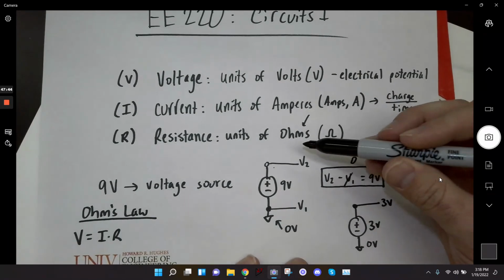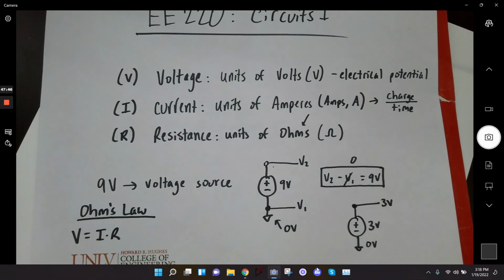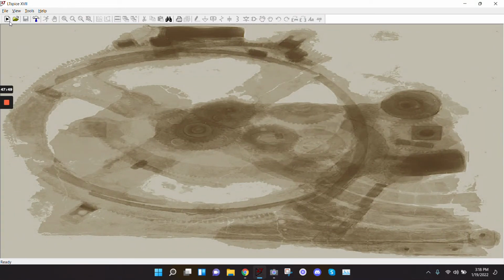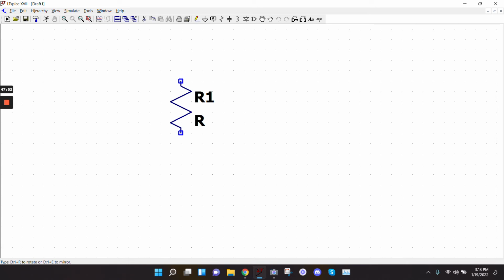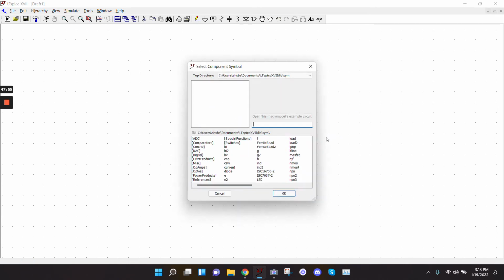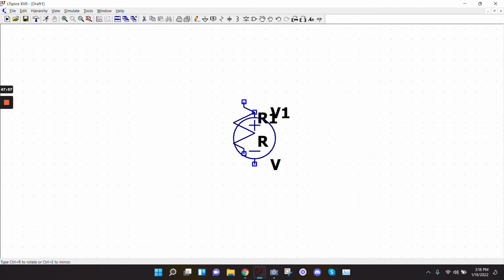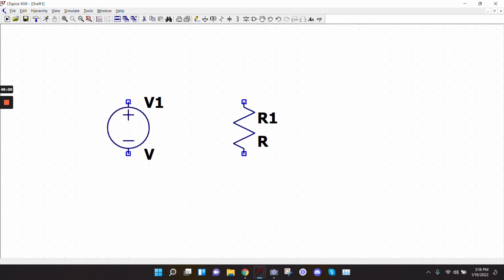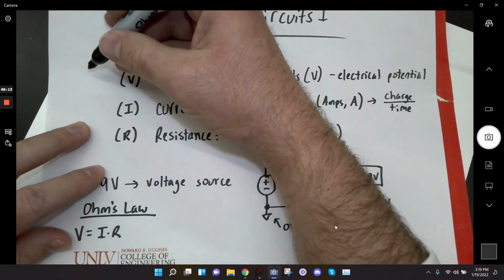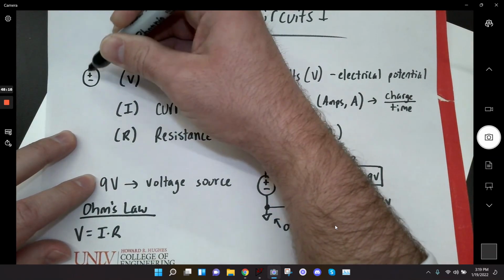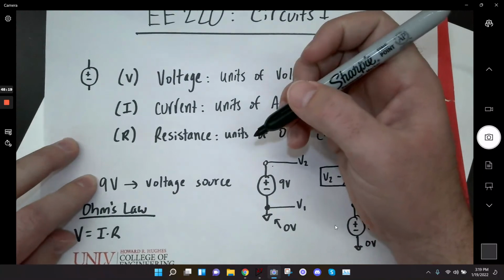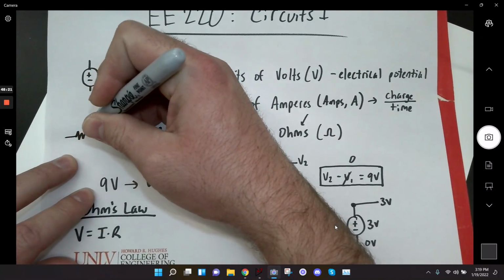So a resistor in schematic, I drew them a minute ago, so let's just come back over here for a sec. This is what a resistor looks like in schematic. This is what a voltage source looks like in schematic. A voltage source has the plus and the minus terminal. And then the resistor is this little zigzaggy looking thing. So let's go back over here. I'm going to draw a voltage source here, and then a resistor looks something like this.